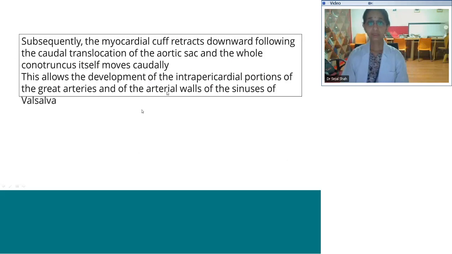Now, having understood this, we spoke initially about the rim or the myocardial cuff. Now, that which forms on the outer wall of the truncus arteriosus slowly retracts downwards, and this happens along with the caudal push of the aortic sac. That means the whole conotruncus moves caudally, because of which there is development of the intrapericardial portions of the great arteries and also the sinuses of Valsalva.